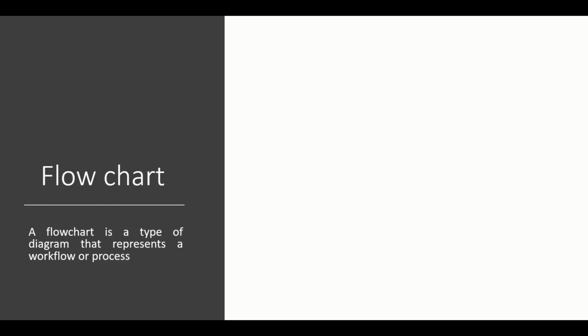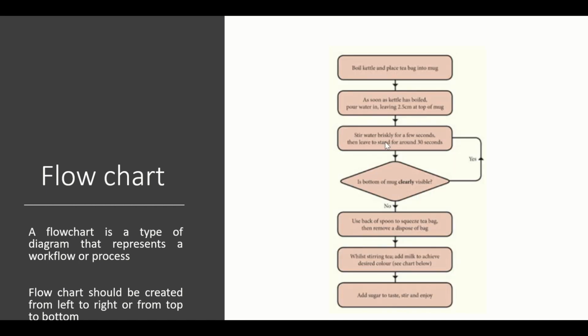The next QC tool is called the flowchart. A flowchart is a type of diagram that represents a workflow or a process. Flowchart should be created from left to right or from top to bottom. So it should be created like this. So this flowchart is from top to bottom. So this is how a flowchart is created. A flowchart is a tool which can help any process identify the non-value added steps or activities in the process. So that can be done with the help of a flowchart.